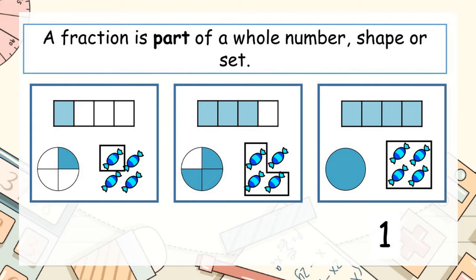So if this one here is one whole, what about the other 2 boxes? What fraction is shown in these boxes? Pause the video and write the answer down. Well, the first box shows 1/4. 1 piece out of 4 is shaded or squared. The second box shows 3/4. 3 pieces out of 4 is shaded or squared.